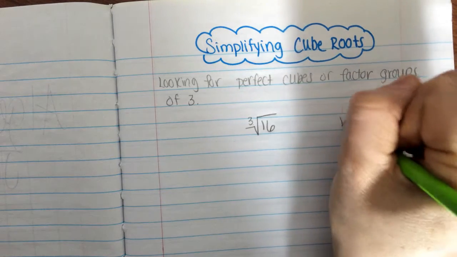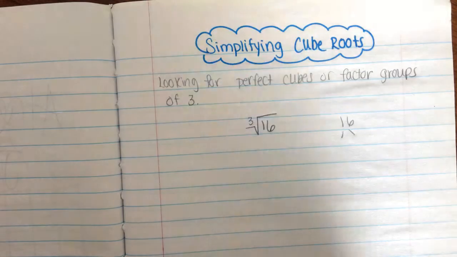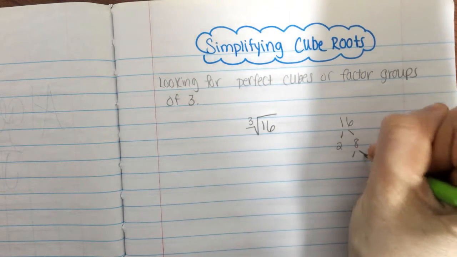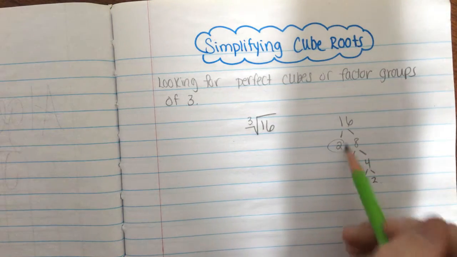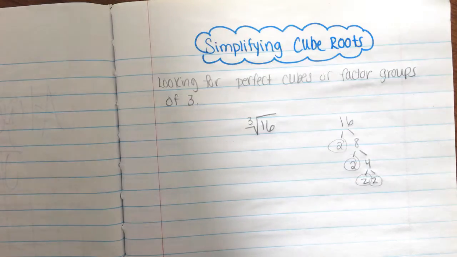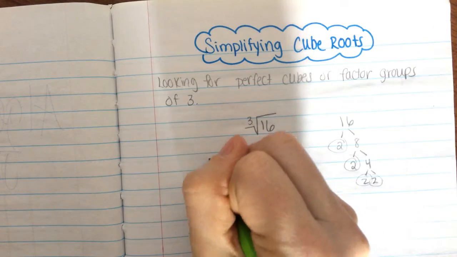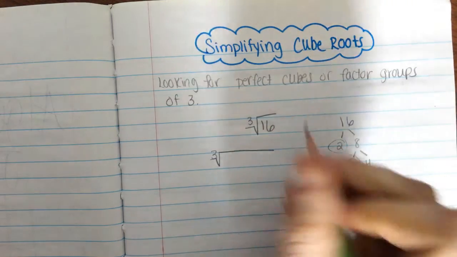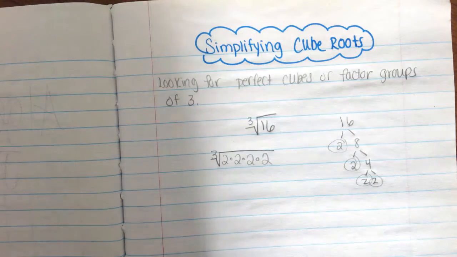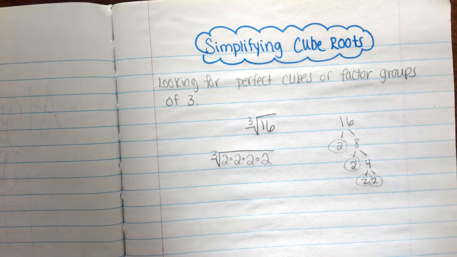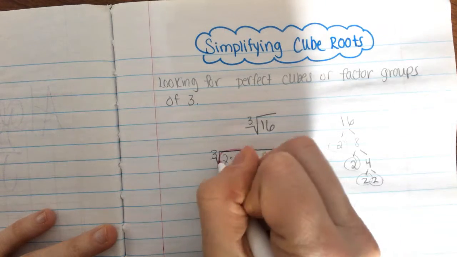For this problem, we're still going to start out simplifying cube roots the same way we do simplifying square roots. We get our prime factors. The cube root of 16: the prime factors for 16 are 4 2's. So we're just going to rewrite 16 as a product of its prime factors, so there are 4 2's in this problem. But instead of circling groups of 2, we're looking for groups of 3.